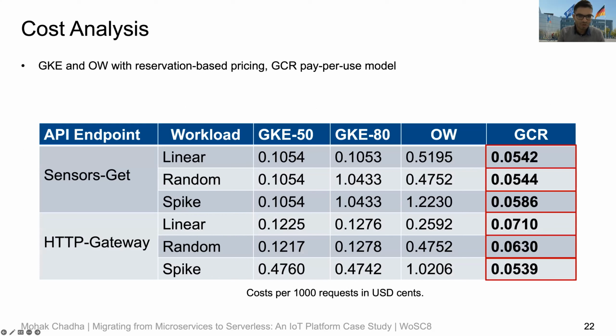Some brief cost results for two endpoints in the presentation. In most cases, we found that per 1,000 requests, GCR was always cheaper compared to any of the other deployment strategies.